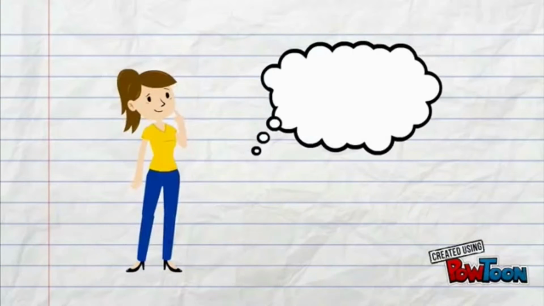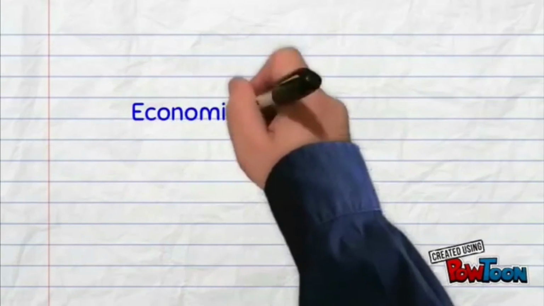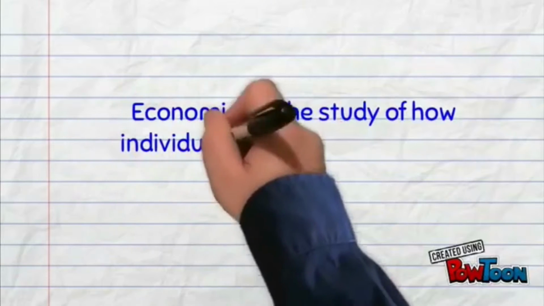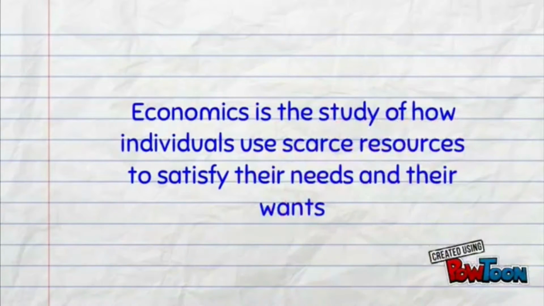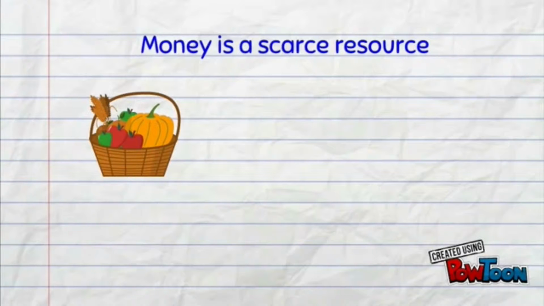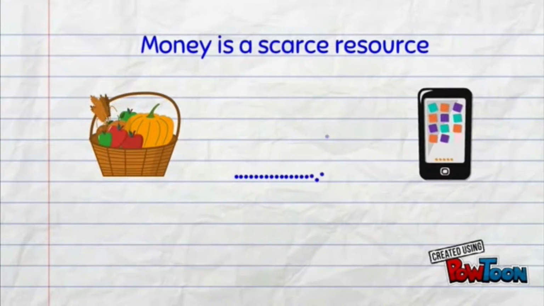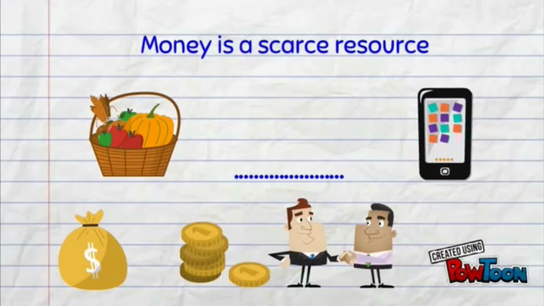Do you recall the definition of economics from the beginning of the year? Economics is the study of how individuals use scarce resources to satisfy their needs and their wants. Money is a scarce resource. Once we have satisfied our needs, we look to satisfy our wants. Money helps us to satisfy both our needs and our wants, and obtaining that money is something we will all try to achieve. We can do so with the help of the banking system.